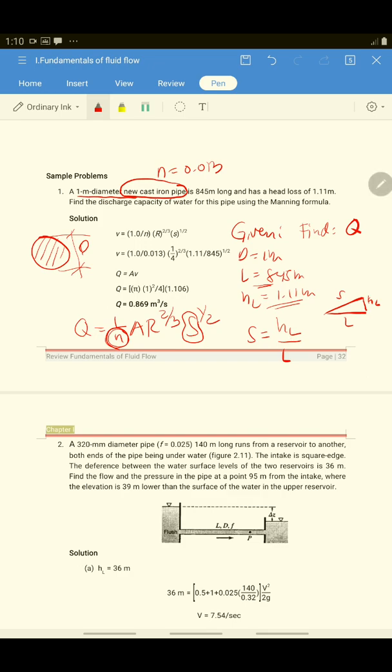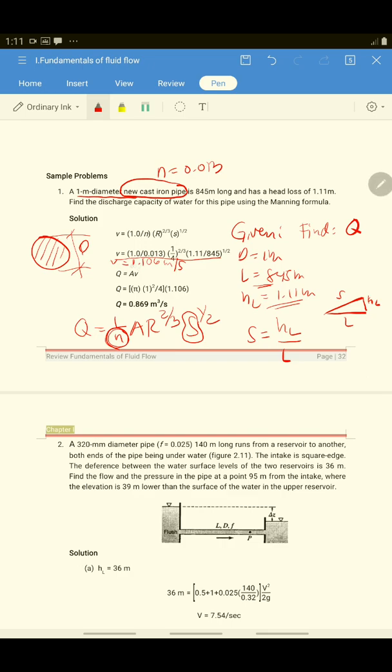Okay, substituting all of these values, you can determine the velocity. So try to compute this one. If it is equal to 1.106 meters per second, so that is the velocity. Okay, kindly compute that one. So 1.106.